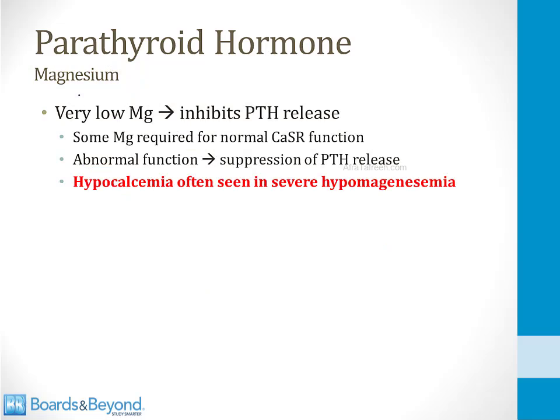There is one exception to the rule that magnesium has the same effect as calcium on the parathyroid glands, and that has to do with very low magnesium. If the level of magnesium gets very low, this will inhibit parathyroid hormone release. The reason for this is that some magnesium is required for normal functioning of the CASR. If the level of magnesium is very, very low, there will be abnormal function of the CASRs, and this will lead to a suppression of parathyroid hormone release.